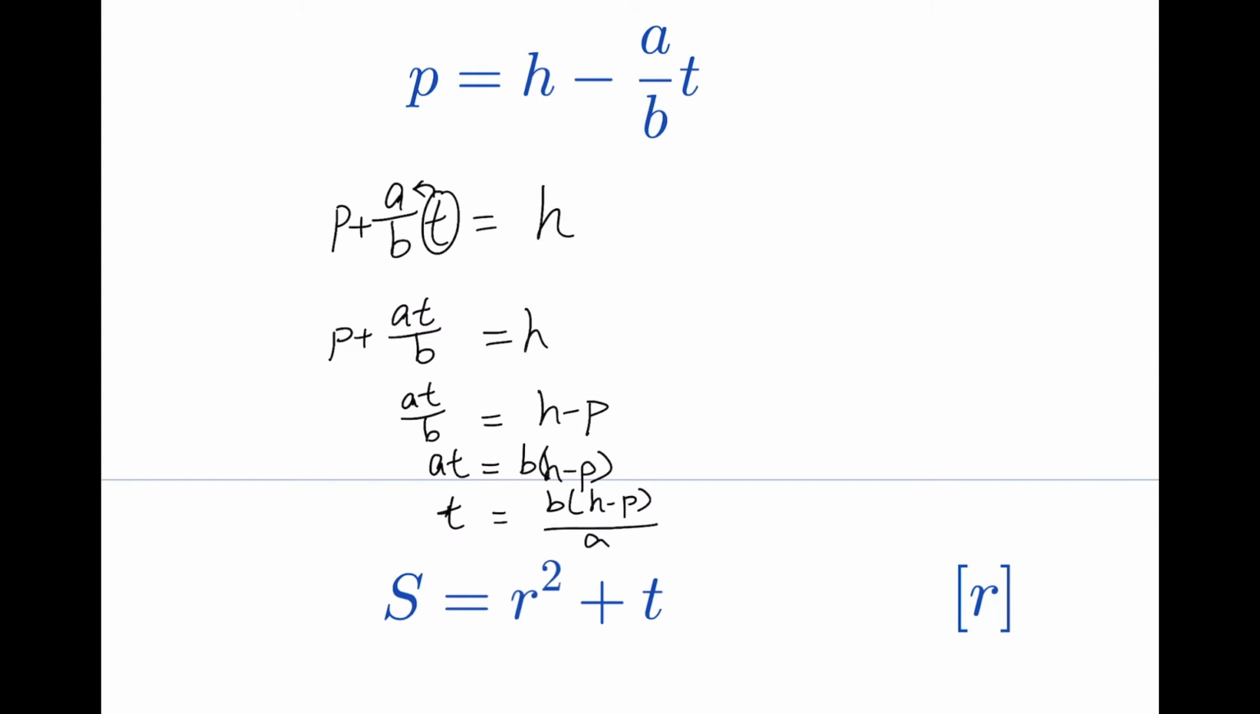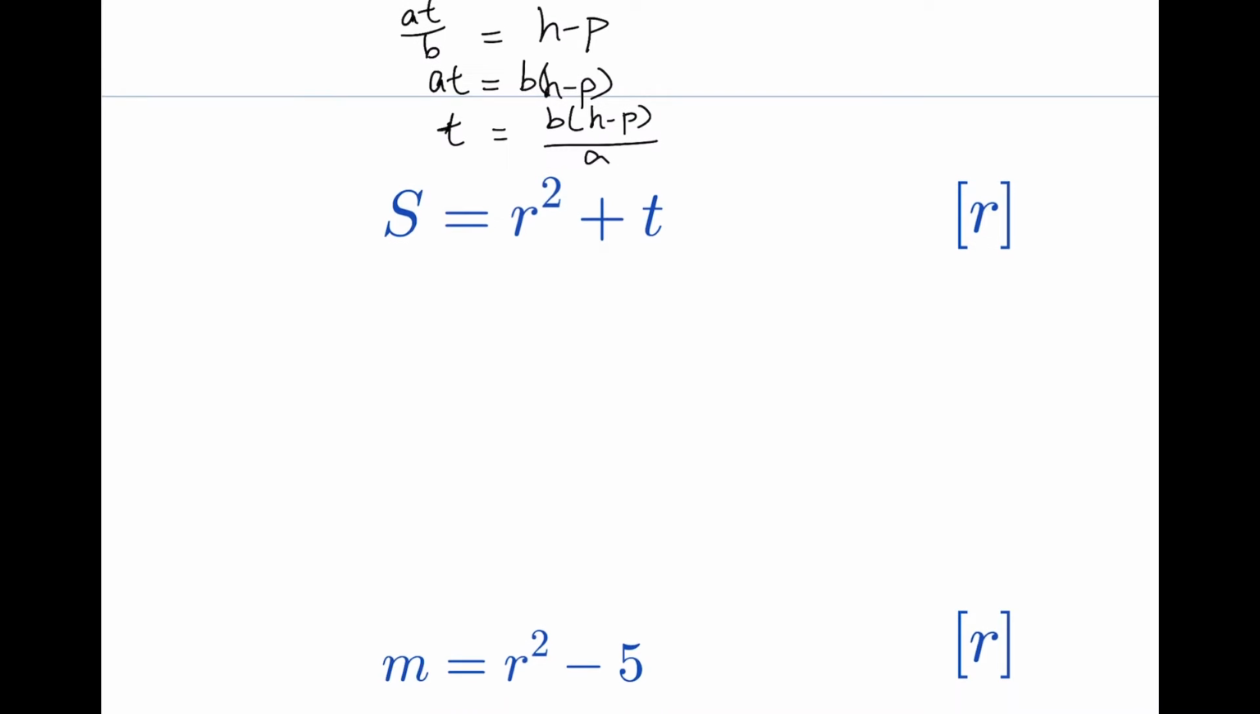Yep, that's all for this question. So let's continue. This time it's a bit tricky. You have to make r the subject. There's no more t. So r is here, the farthest thing is t. So you deal with s minus t, and then you're left with r squared.